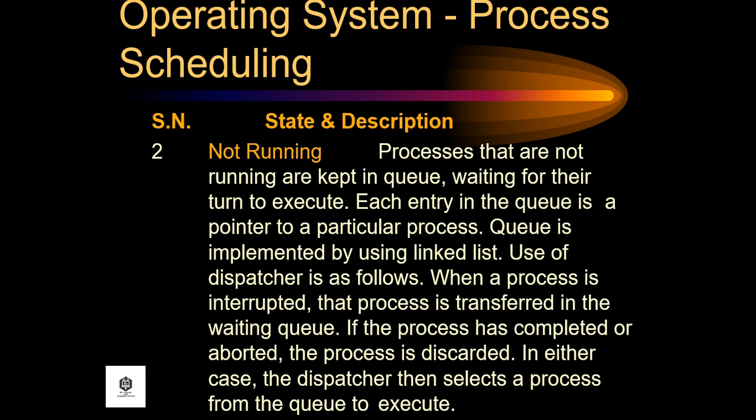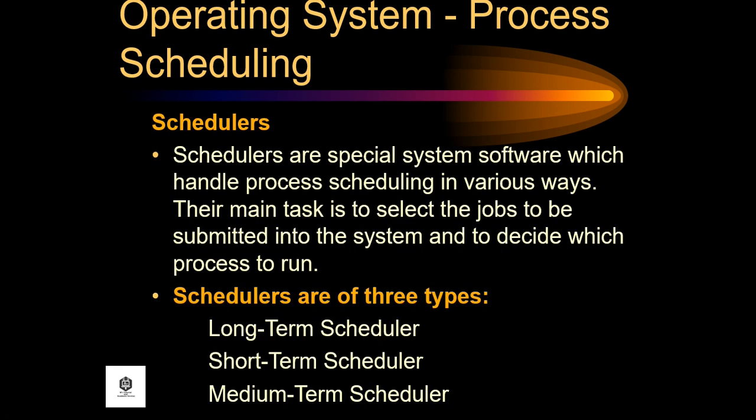Each entry in the queue is a pointer to a particular process. The queue is implemented by using linked lists. The use of the dispatcher is as follows. When a process is interrupted, the process is transferred to the waiting queue. If the process has completed or aborted, the process is discarded. In either case, the dispatcher then selects a process from the queue to execute.